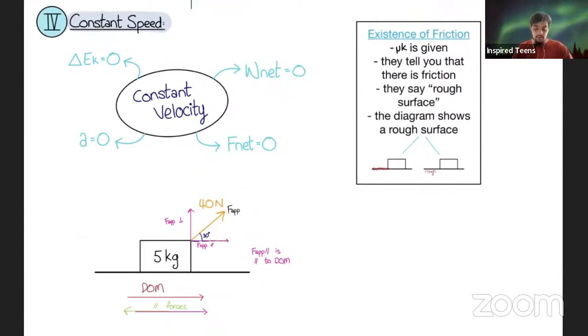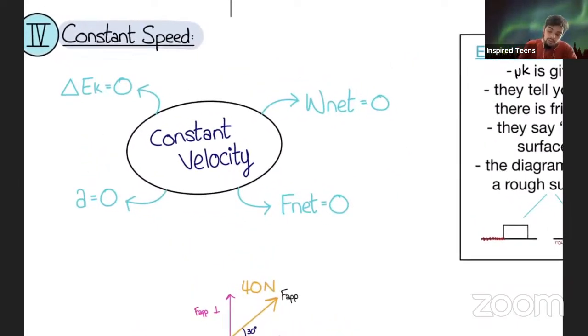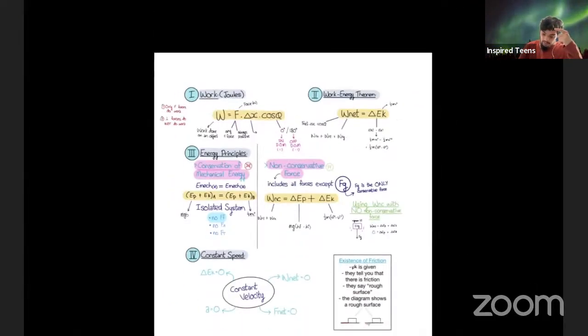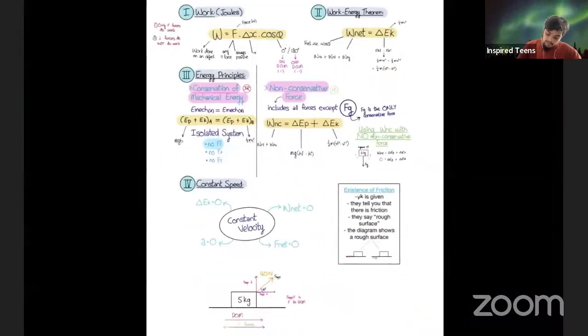First, this is just the concept, and then we can go into a question. The concept we have to discuss is the concept of constant speed, meaning when we have a constant velocity. When we have a constant velocity, firstly, we know that acceleration is zero. There's no increase or decrease in the velocity. Since acceleration is zero, according to Newton's second law, F net is zero. And since F net is zero, W net would be zero, because F net gives us W net.